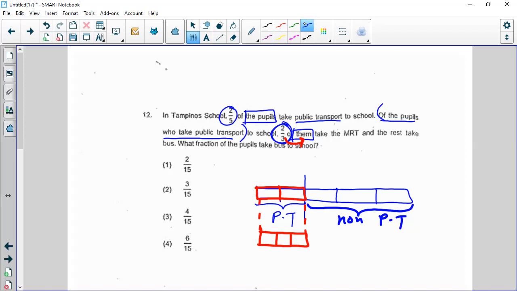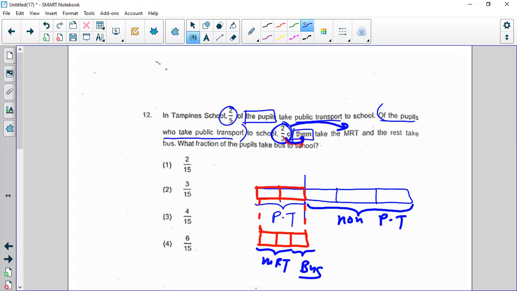Okay, what Alistair has said is without the model. But when you do the model, there's no need to think about times what, plus what, minus what. You will see that the model will tell you the answer quickly, right? Later you will see. Okay, so you look at the public transport, there are 2 boxes and you need to cut into 3 boxes. And then 2 of the 3 boxes take MRT and the rest take bus.